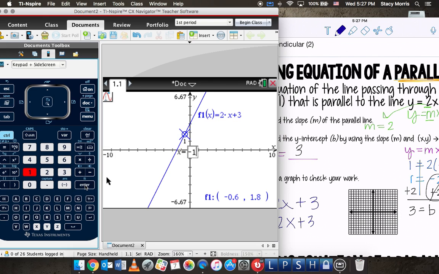I'm going to say enter. Yes, I want to go to where x is -1. There it is, (-1, 1). So we know that the point is correct. So our line does go through the point they told me it should.